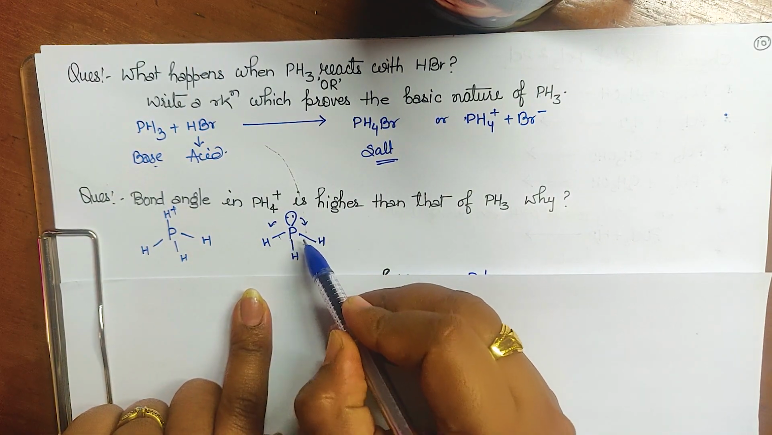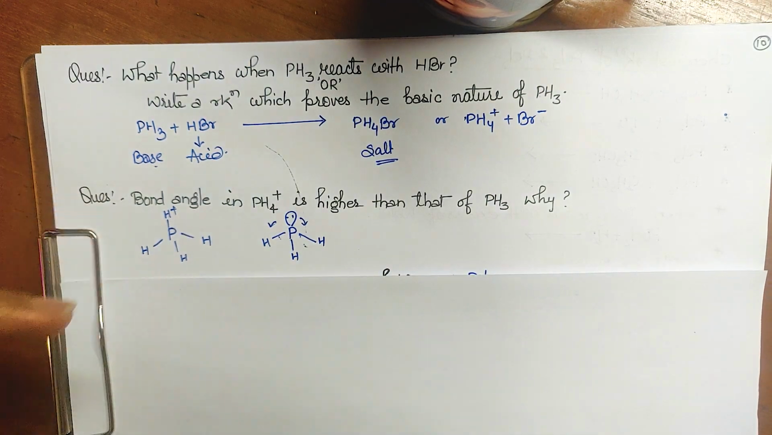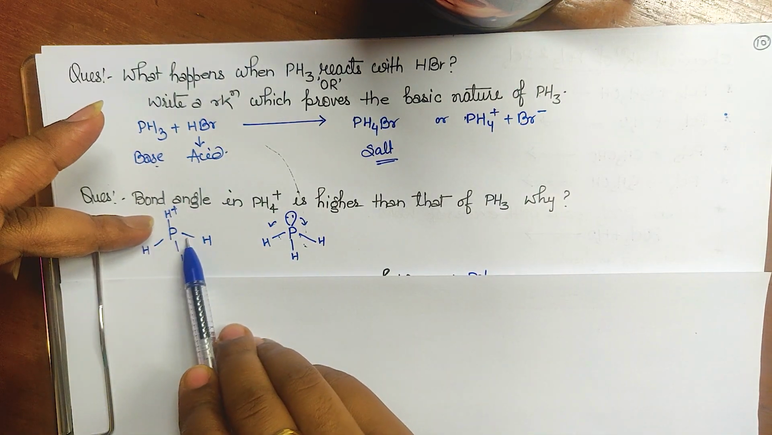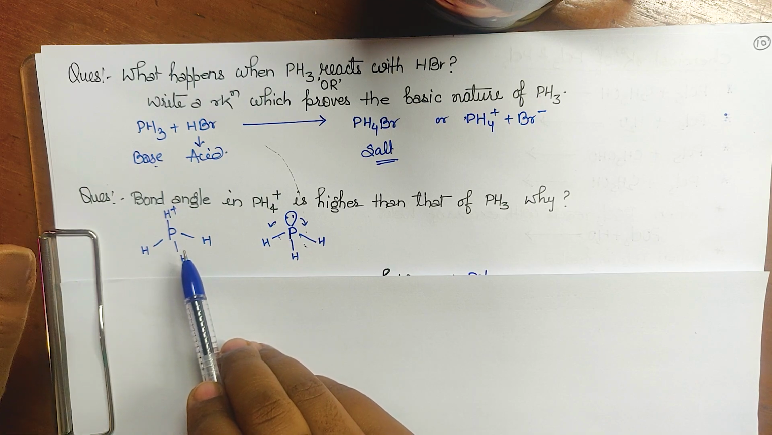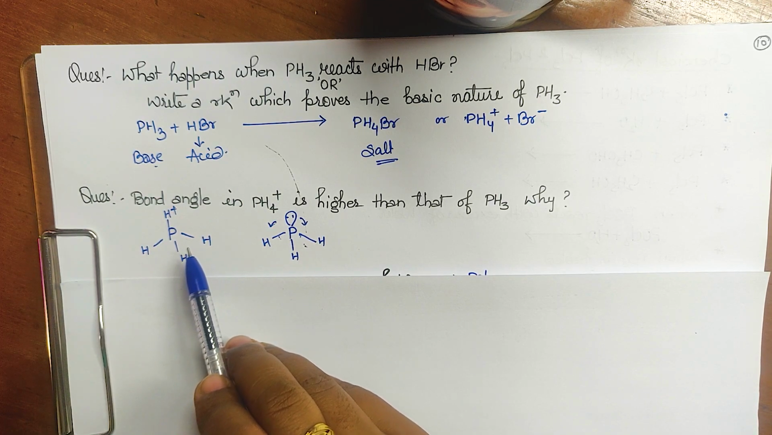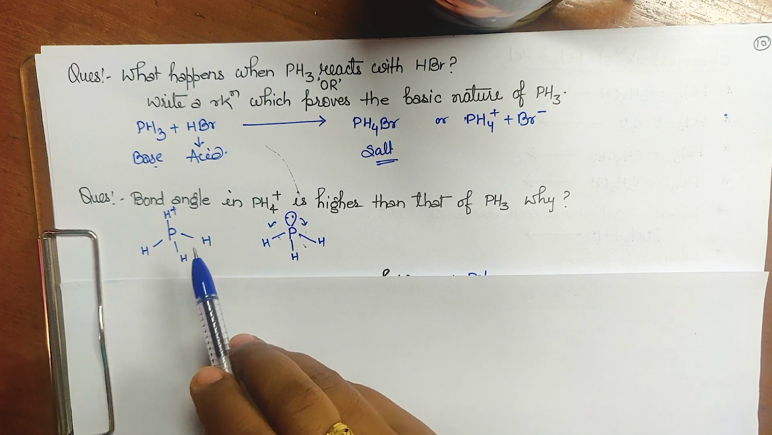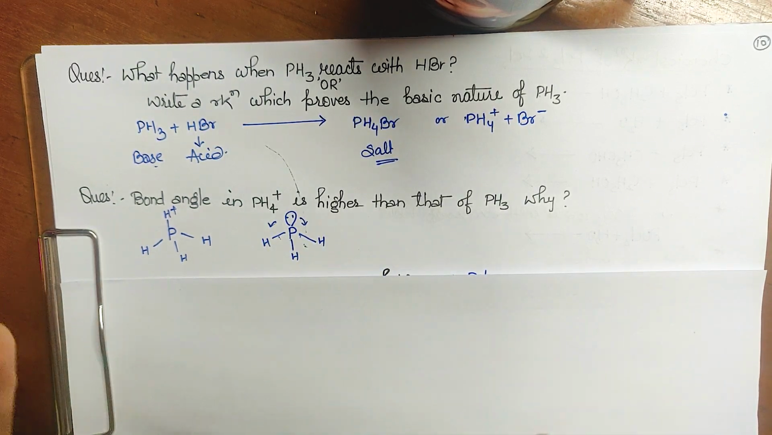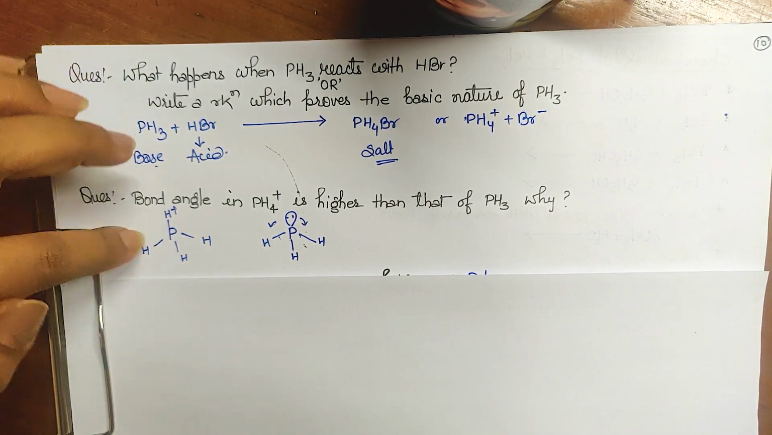ये जो bond length होगा वो short हो जाएगा. But in this case, there is a lone pair bond pair repulsion, and we all know that lone pair bond pair repulsion is more than the bond pair repulsion, isn't it? So that's why here the contraction of bond will be more in comparison to this, and that's why its bond angle is higher than this.